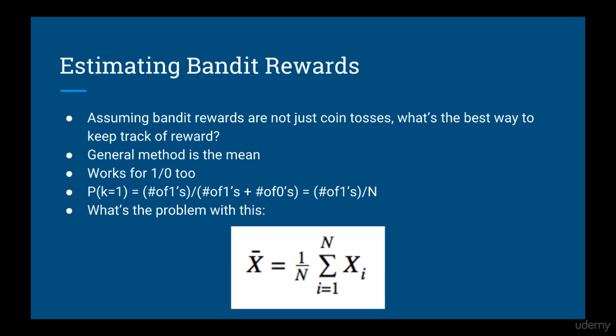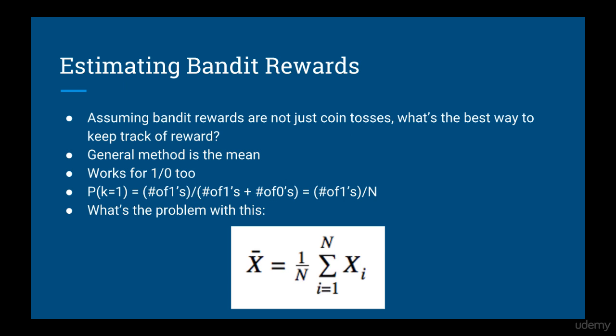Let's assume that our rewards aren't just coin tosses, so we don't just need to store a number of successes and failures. The general method for solving this problem is to use the mean. This works for coin tosses too, since if you add up all the zeros and ones you get, and divide by n, you arrive at the maximum likelihood probability.